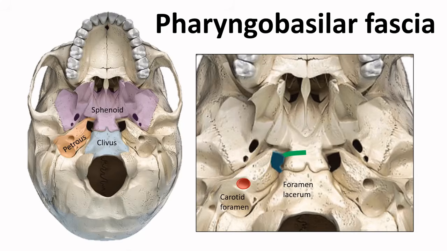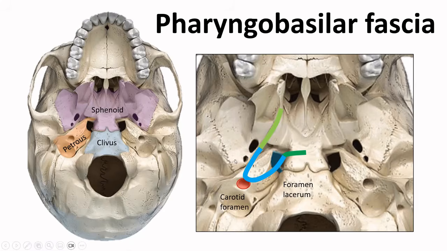And then we also have, here comes my Pharyngobasilar fascia. So the Pharyngobasilar fascia inserts at the skull base on the pharyngeal tubercle of the clivus. Then it inserts on the petrous bone, medially and anteriorly of the carotid foramen. So the carotid foramen is located outside of the Pharyngobasilar fascia, and then it inserts on the medial pterygoid plate.